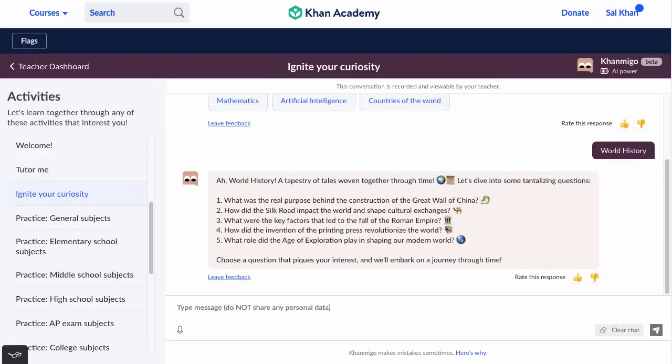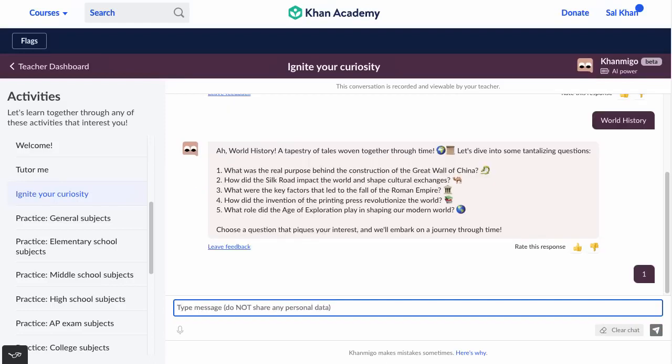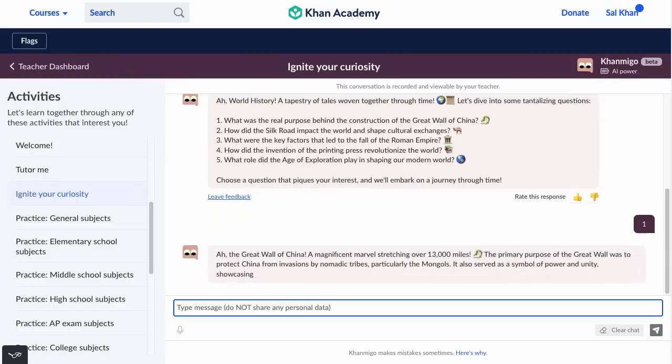But it says, world history, a tapestry of tales woven together through time. And I love the emojis. Let's dive into some tantalizing questions. And so we can pick, or we could ask our own. What was the real purpose behind the construction of the Great Wall of China? How did the Silk Road impact the world? Et cetera, et cetera. I'm kind of curious about that first one, the real purpose of the construction of the Great Wall of China.